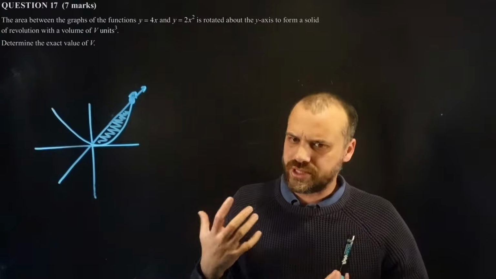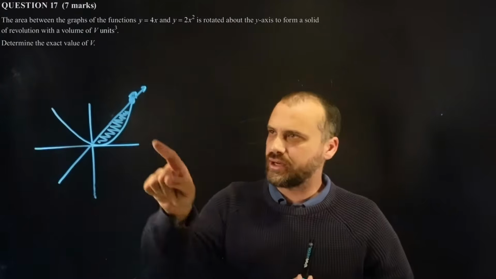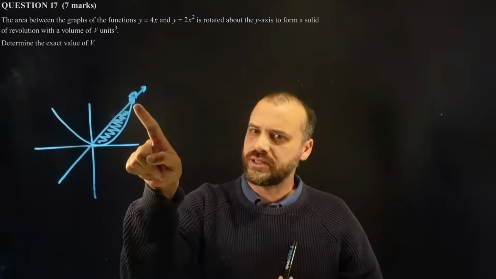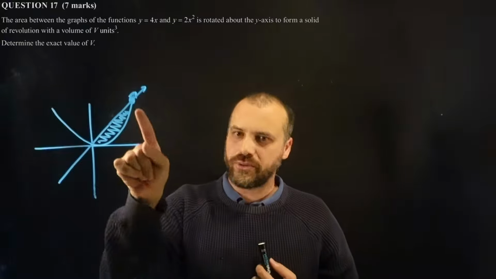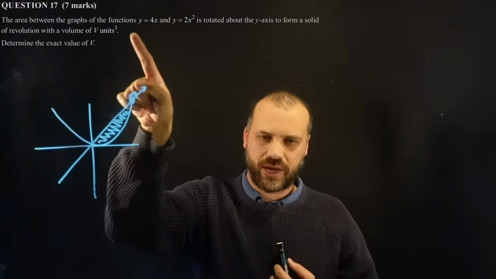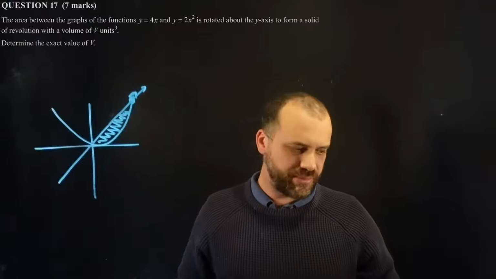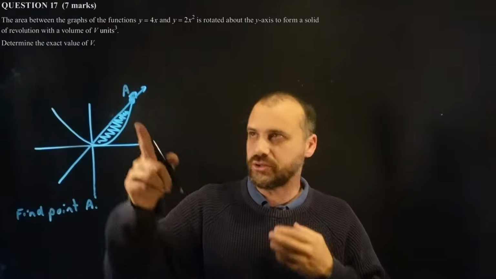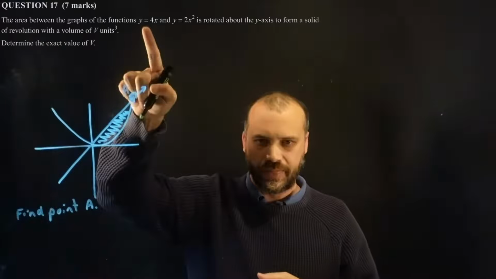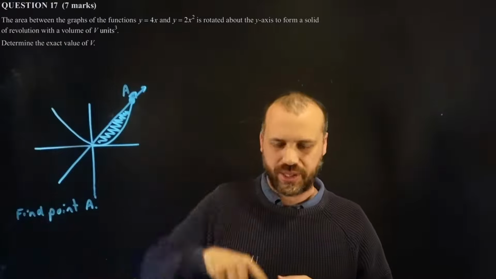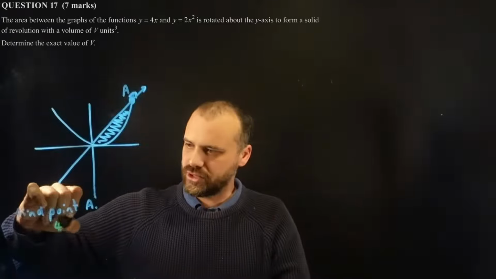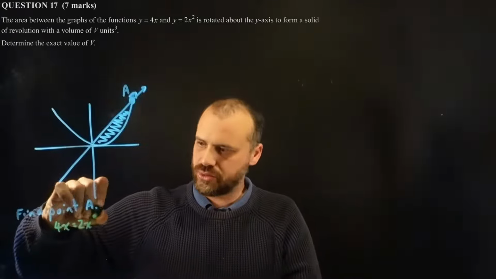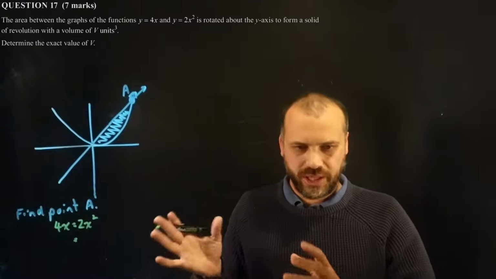Now, in order for us to deal with this, I really start looking at it and I start thinking, what is that point? That point would be very, very useful. The question I'm asking is, at what point do these equations meet? And that's kind of going to be my first step. So I'll call it point A. Let's find point A. y equals 4x, y equals 2x squared. If I just make those two equations equal each other, so 4x equals 2x squared, I'll be able to solve that.